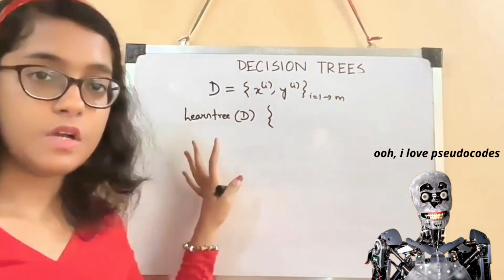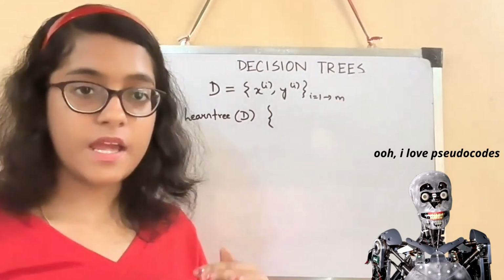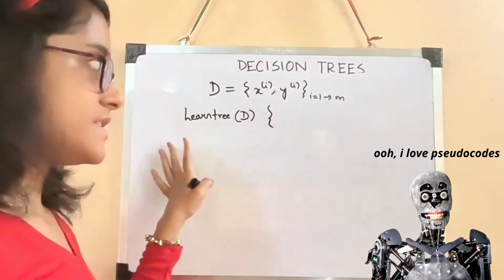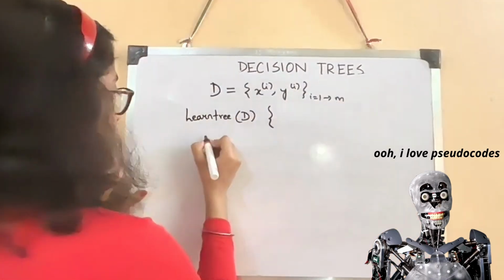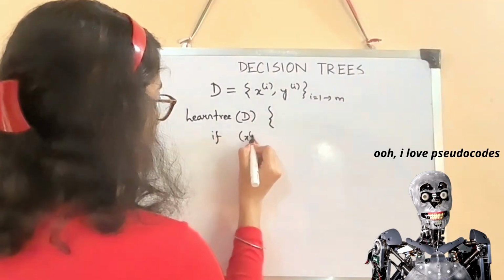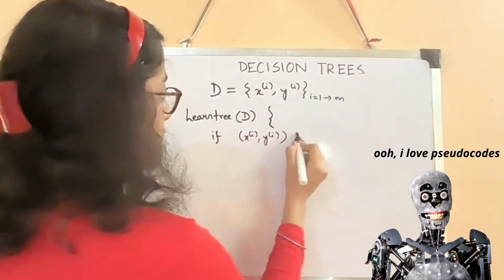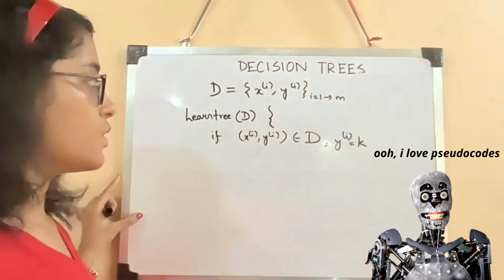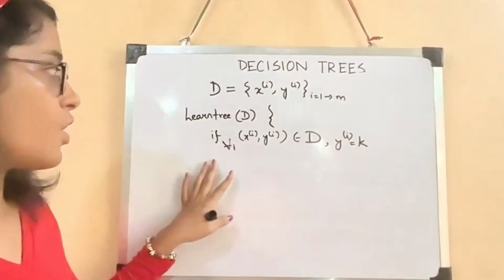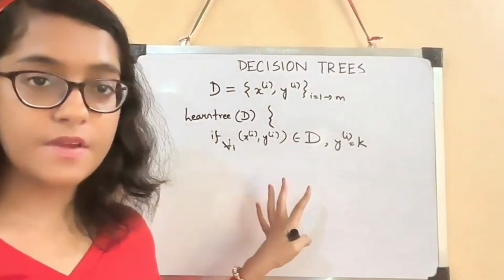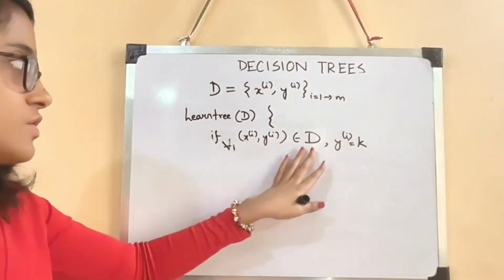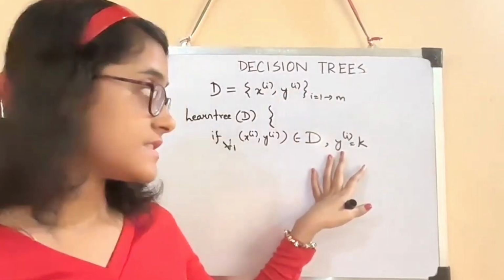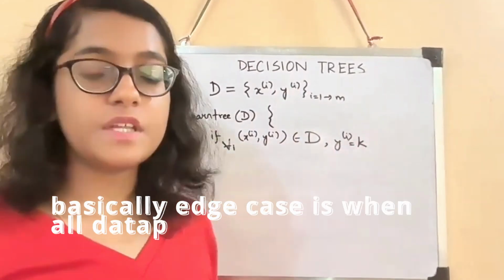First thing, as you know, if we are writing pseudocode, we have to get the edge cases out of the way. It's kind of a recursive one. Our tree is obviously recursive. So first we need to get the edge cases out of the way. If we have (xi, yi) belongs to D and yi equal to k for all i, that is, every point at this node belongs to the data set, and yi is k, so all of them belong to the same class.